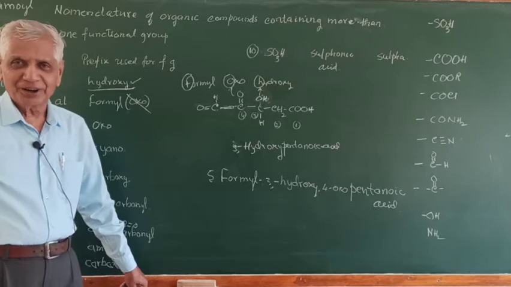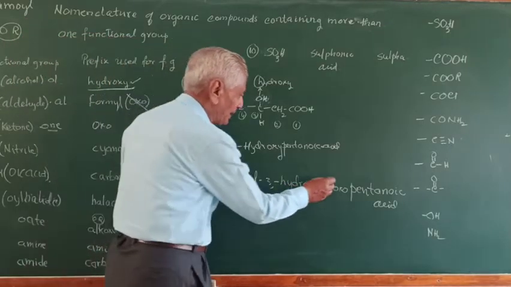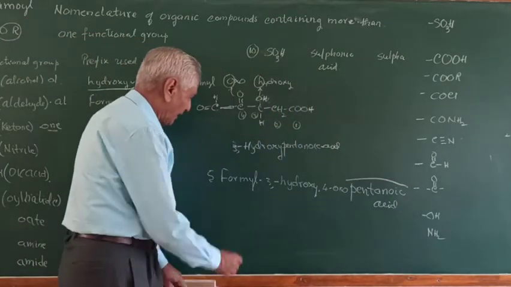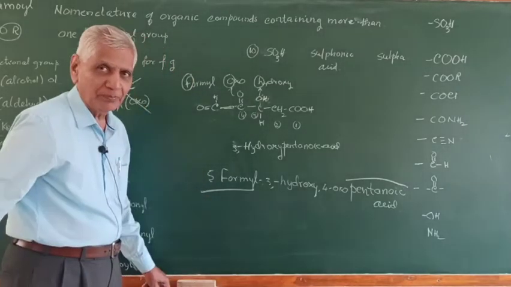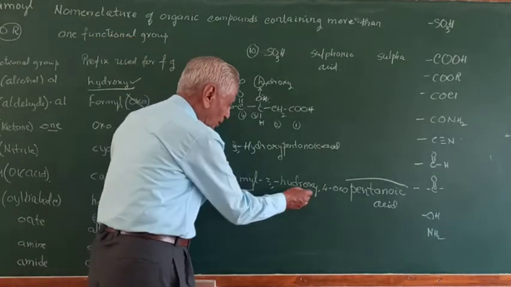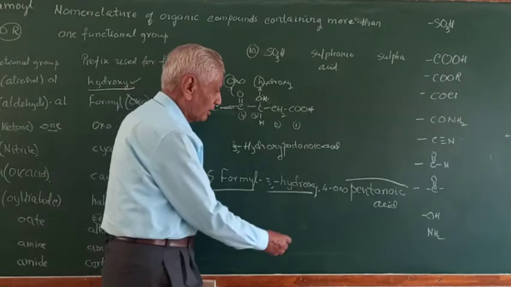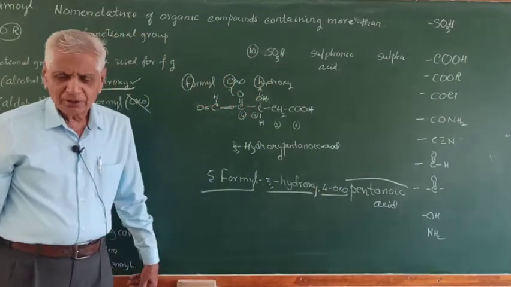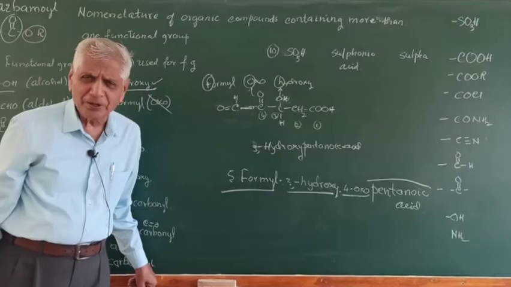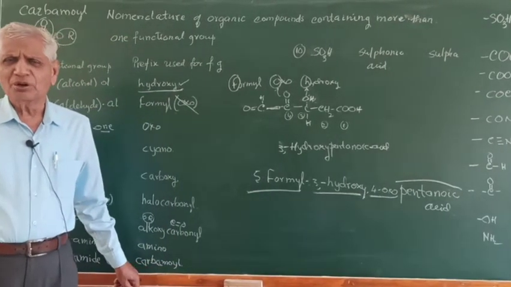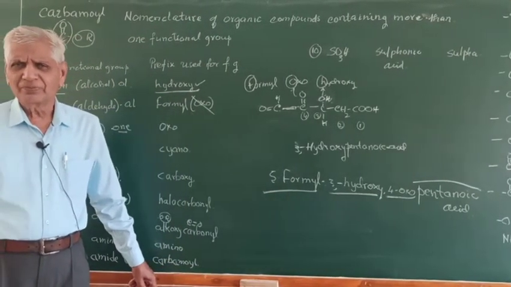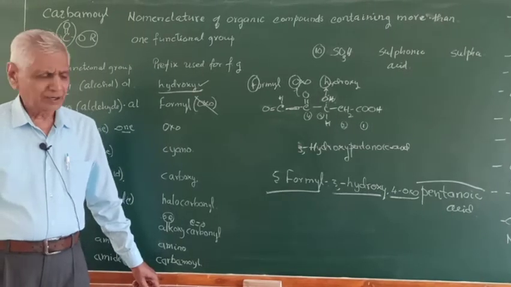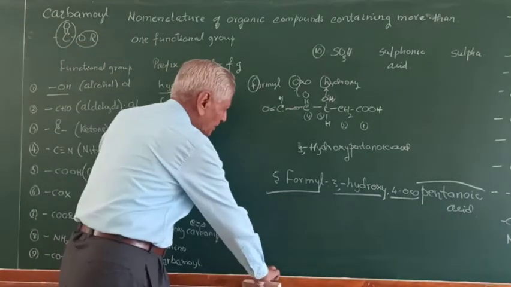Therefore it is pentanoic acid containing formyl on carbon 5, hydroxy on carbon 3, and oxo on carbon 4. Is that clear? Very simple, very very simple. Don't confuse. No confusion at all. Is that clear? Let us go on to name some other compounds.